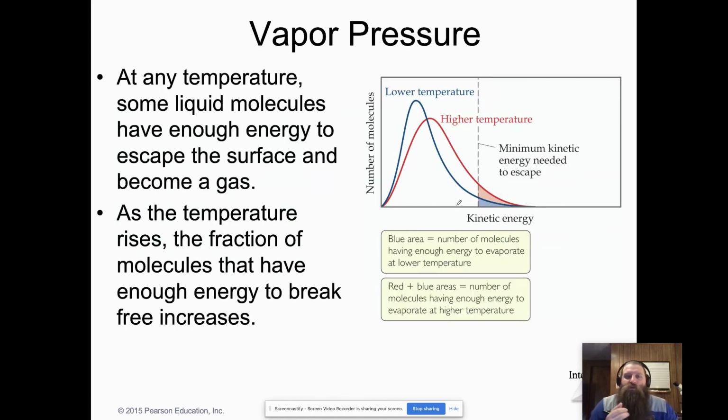If you look at different temperatures and the vapor pressure, you'll find that the number of molecules that are becoming a vapor is going to increase with the increase in temperature. In the first graph with the blue line, only the shaded blue area are the molecules that are able to break free of the liquid and become a gas. If you have a higher temperature, the curve flattens and shifts to the right, and now you have the red and the blue area all under that curve. This whole area is the number of molecules that can escape.